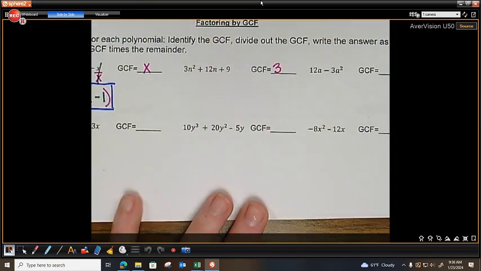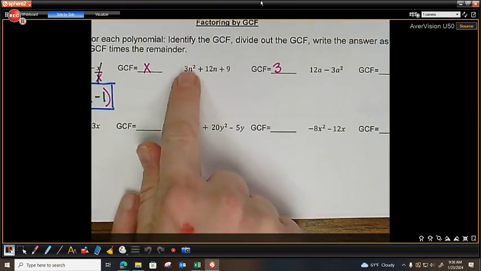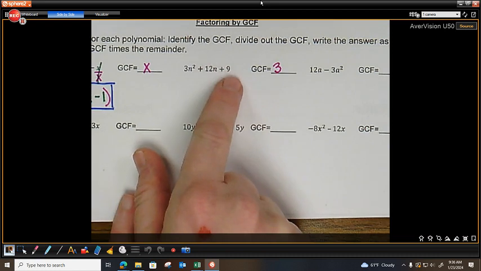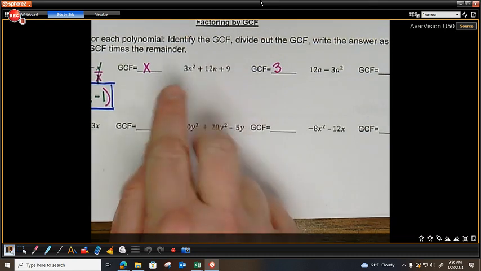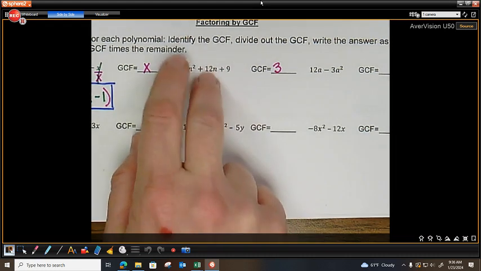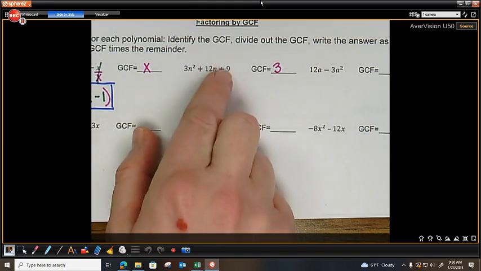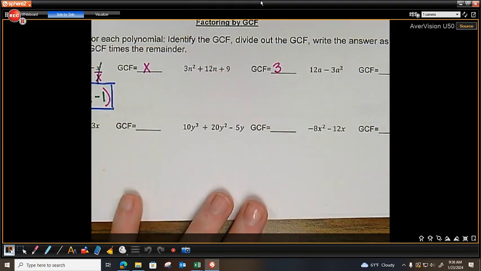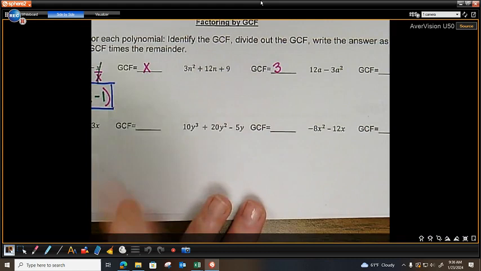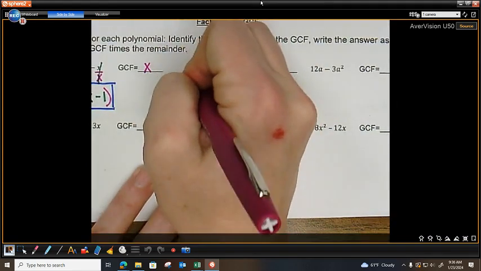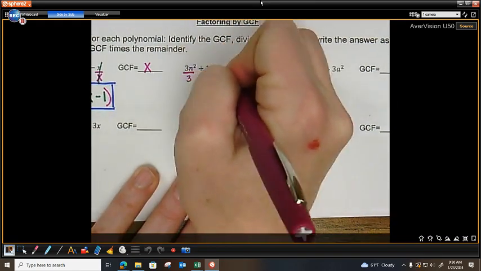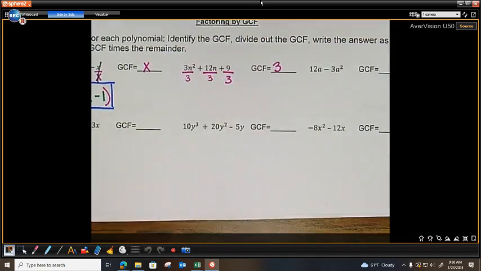Do they all have an n? N squared and 9. If they don't all have an n, even though these first 2 have an n, is there an n in common with all 3 of them? No, so I do not have a GCF with a variable. It's just 3 is my GCF. So I completed step 1. Step 2, divide out that GCF. Divide by 3, divide by 3, and divide by 3. You are dividing all of your terms by the GCF.